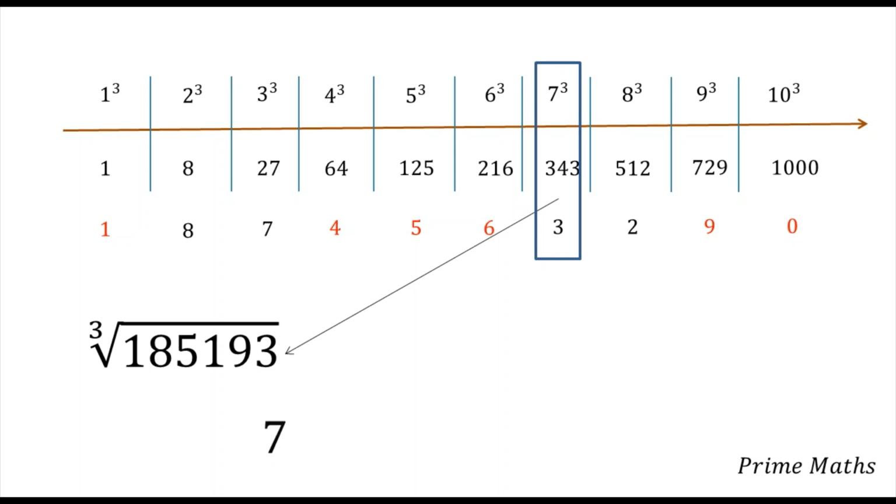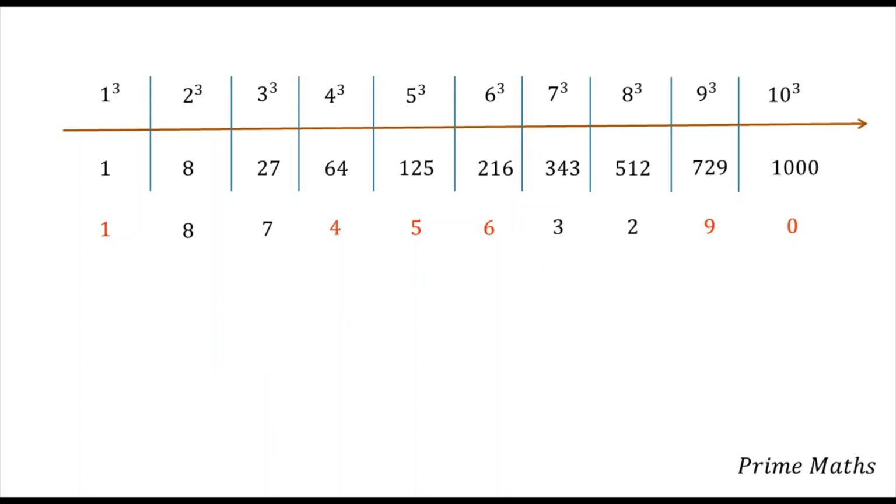We write down 7, then strike out the last 3 digits of the number, and focus on the remaining digits, which is 185 here. See that 185 lies between 125 and 216. Here we have to take the smaller value, which is 125, but 125 is 5 cube. We write down 5 before 7, and get the number as 57. Thus, the number obtained as 57, is the cube root of 185,193. Needless to say, you can use calculators to check.